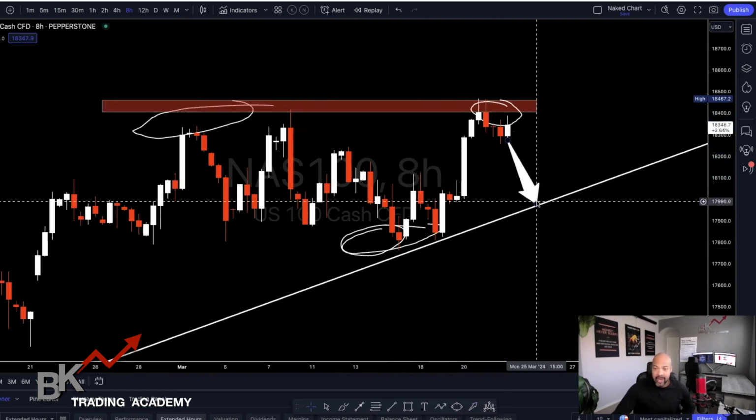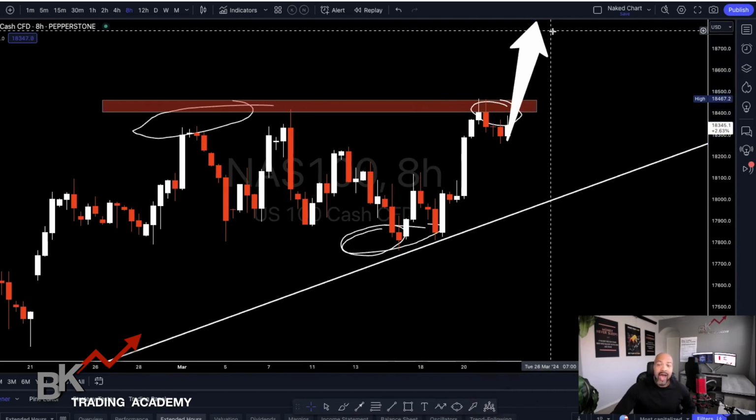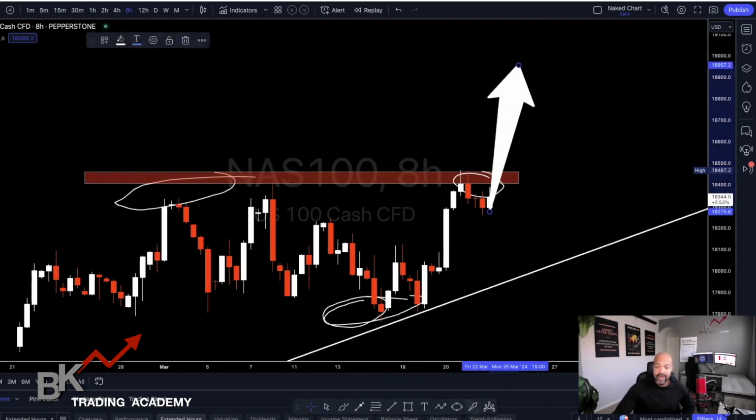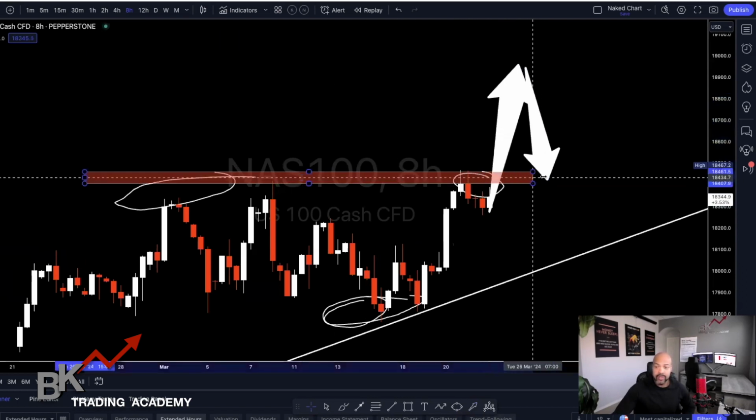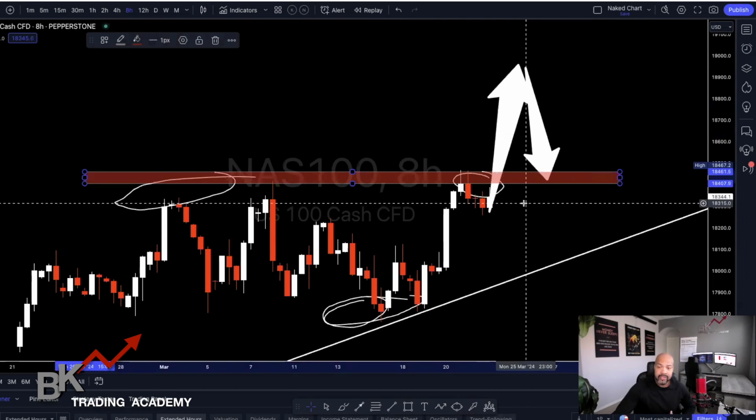If it doesn't go down and if price goes up higher, I'm still waiting. And then I want price to come down either to my previous resistance, which will also be my future support. And we talked about this here. Okay.